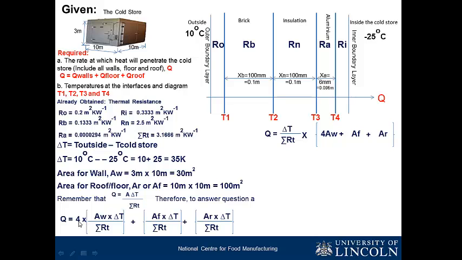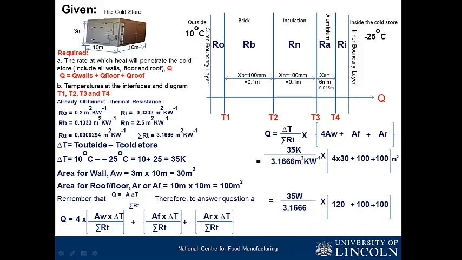Then we have 4 for here. So this is what we've taken out. This is going to be easy to compute. Now by the time you put in the figure, you have this. 35 K is the change in temperature. Then summation RT, we've done that before. This is what we have.